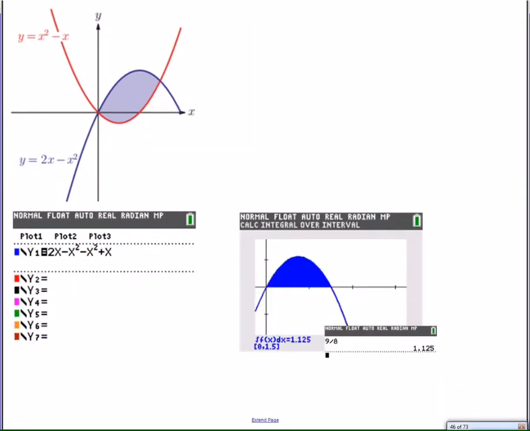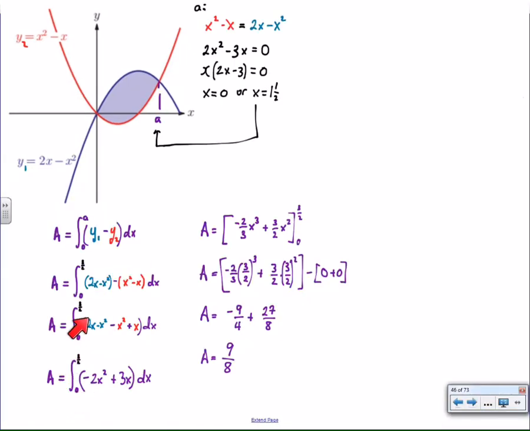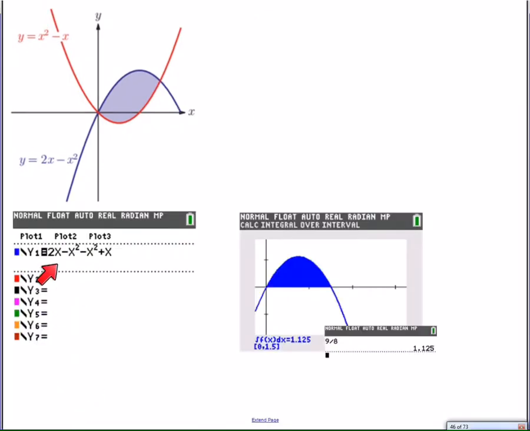Now, if you're going to use the graphing calculator, which you should because it's a great way to support your work, one of the things you could do is enter this function, which is the full difference function, negative 2x squared plus 3x, or I did 2x minus x squared plus x. So you'll see here, that's 2x minus x squared plus x. I didn't want to risk making any mistakes, so I let the calculator do all the heavy lifting.